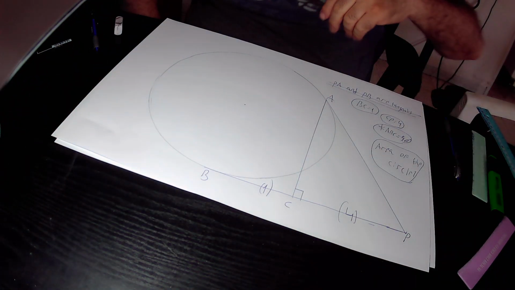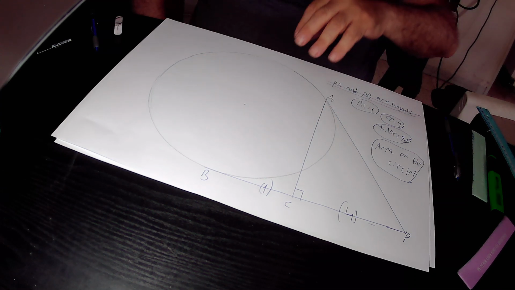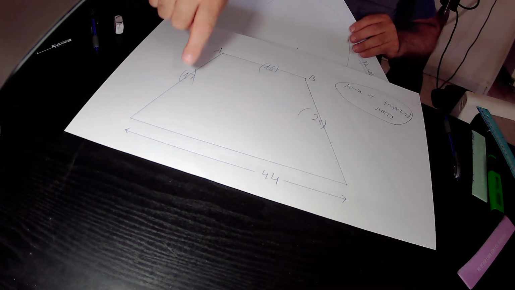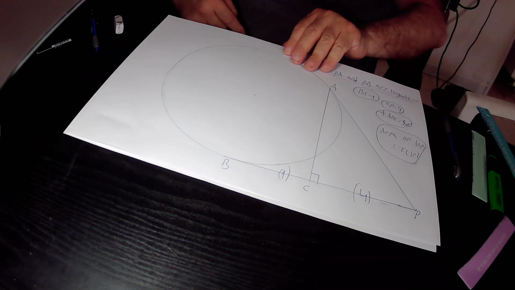And now in this lecture we'll answer two questions. In the first question we'll find out the area of this circle, and in the second question we'll find out the area of this trapezoid ABCD. So we'll start with the first question.